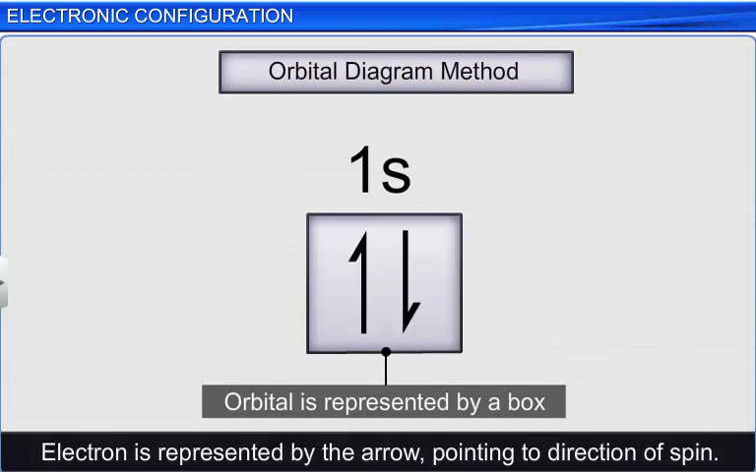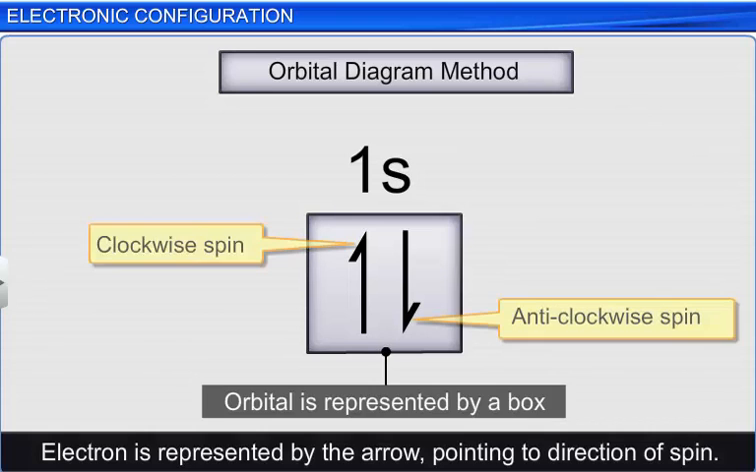If the spin of the electron is in a clockwise direction, then the head of the arrow points upwards. If the spin is in an anti-clockwise direction, then the head of the arrow points downwards. A clockwise spin is called the positive spin, and anti-clockwise spin is called the negative spin.